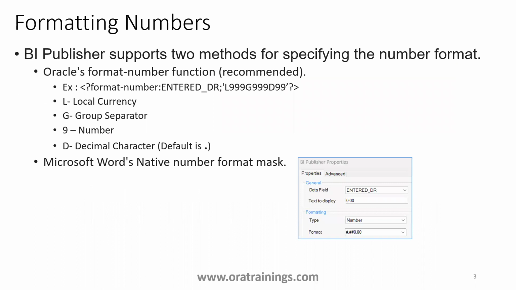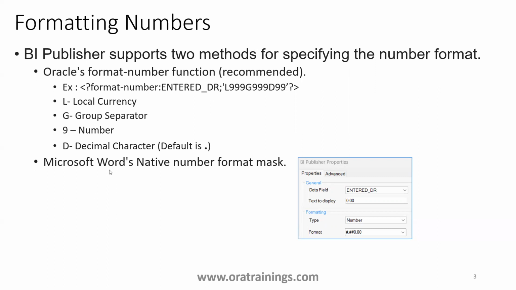There are two ways we can format a number in an Oracle BI report. One is using the Oracle standard format feature, and the other is a normal Microsoft Word native feature. If you want to format a number according to the Oracle formatting logic, we have to use a syntax called format-number followed by the XML element, and then you have to mention the format mask. This is one format mask example: L stands for local currency, 9 stands for a number, G stands for a group separator, D for a decimal, and of course there are other elements also, but I just provided a very simple one.